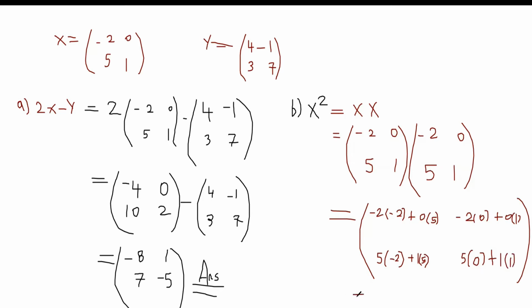So what this works out to be now is, when you expand this, minus 2 times minus 2 is 4. Then 0 times 5 is 0. Minus 2 times 0 is 0. 0 times 1 is 0. 5 times minus 2 is minus 10. Minus 10 plus 5 is minus 5. And then this right here is 5 times 0 is 0, plus 1 times 1 is 1. So we end up getting 4, 0, minus 5, 1. That's X squared.